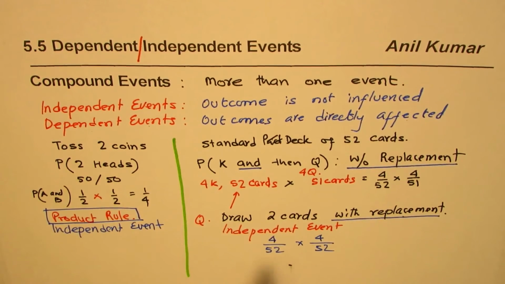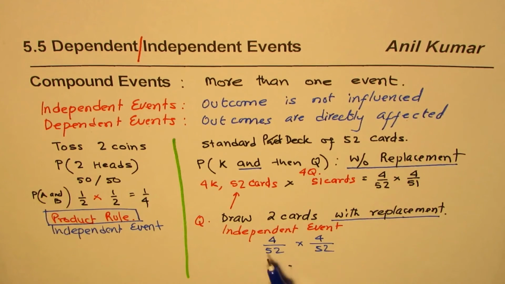However, you will have to look carefully into the example and then solve. So it's kind of critical thinking. The first question that should come to your mind in the case of compound events is: is the event independent or dependent? Then you can apply the product rule and find the solution.